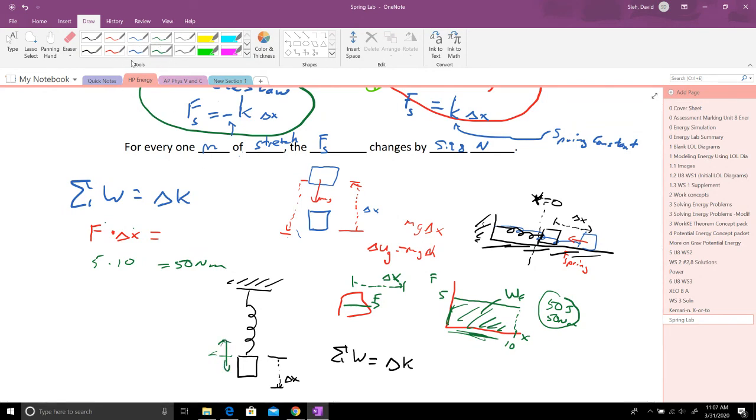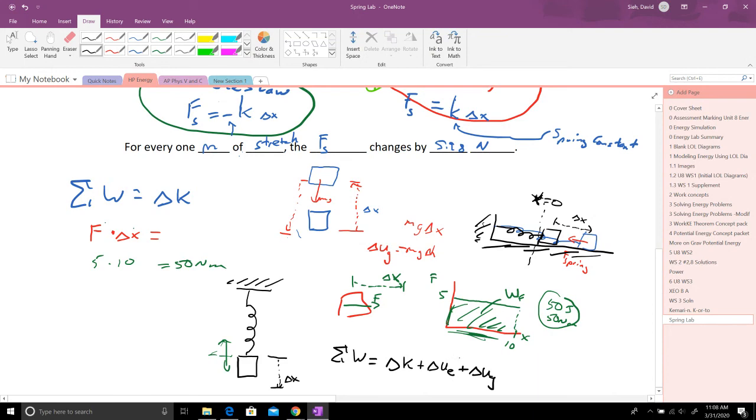Besides that, I'll be changing the energy stored up in the spring. There'll be a delta U elastic. And not only that, I'll be changing the height of the spring, so I could have a delta U gravitational, if I include the Earth in the system, and I include the spring in the system.